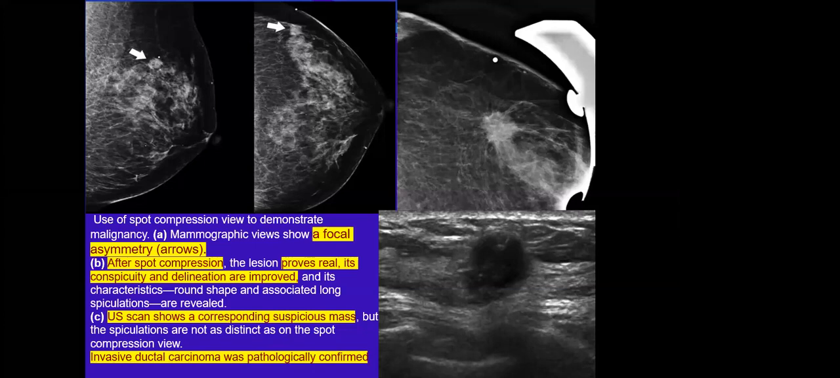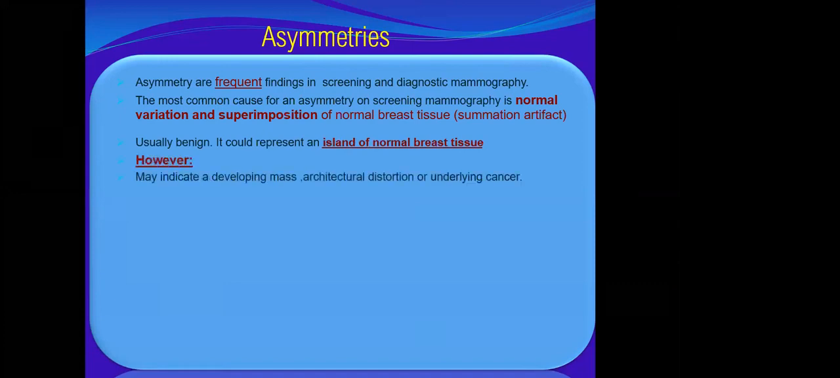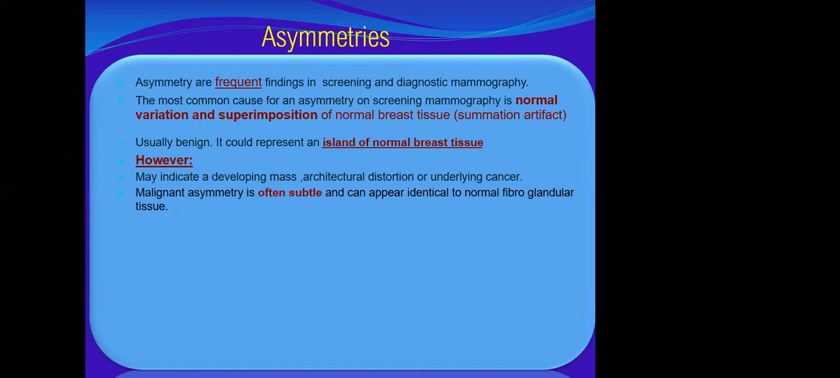Okay, we said that asymmetries are a frequent finding both in screening and diagnostic mammography, and the most common cause for asymmetry on screening mammography is normal variation and superimposition of normal breast tissue, or summation artifact, as well as islands of normal breast tissue. However, it may indicate a developing mass, architectural distortion, or even an underlying evolving cancer.